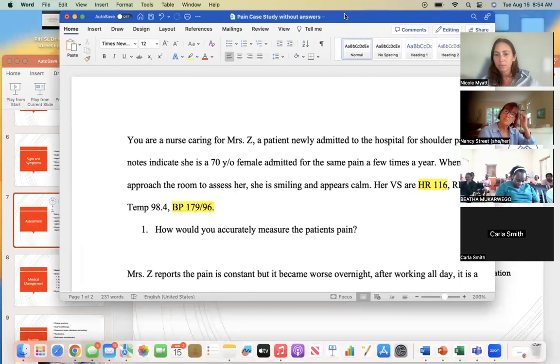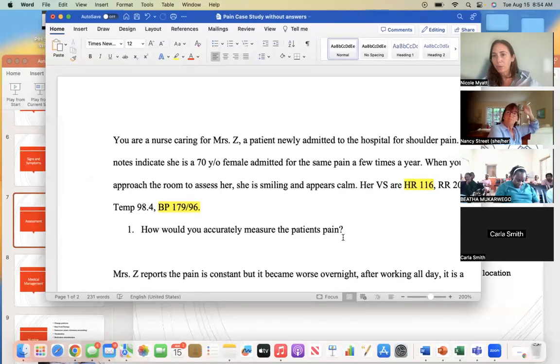And then we want to ask her what feels tolerable for her, because we see here that she's admitted a few times a year. So this is a person who probably has chronic pain and is having an acute flare-up of this chronic pain. We want to know what her pain is on a scale of 1 to 10, and also what feels tolerable for her. Maybe she's never pain-free, but what is a level of pain where she can go about her regular activities?